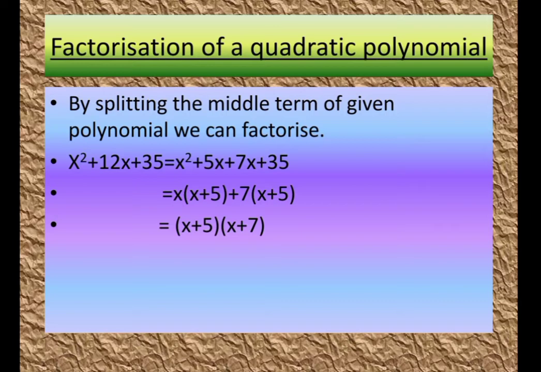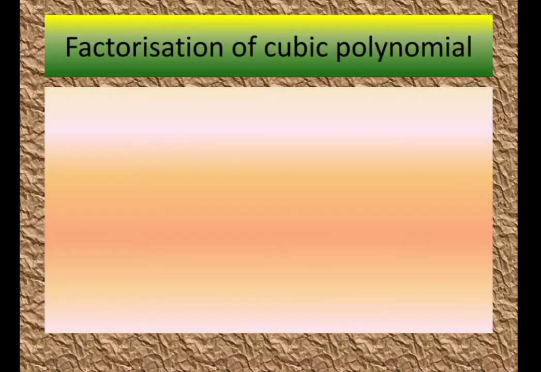So factorization of x square plus 12x plus 35 is x plus 5 into x plus 7. If we want the zero of this quadratic polynomial, we need to equate x plus 5 into x plus 7 equal to 0. So the value of x will be minus 5 or minus 7. So minus 5 and minus 7 are the zeros of this quadratic polynomial.